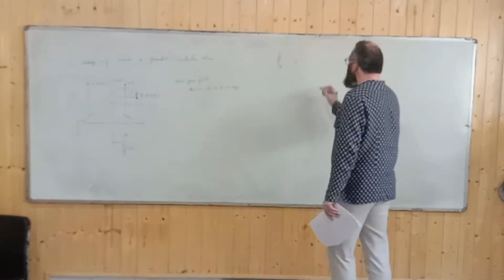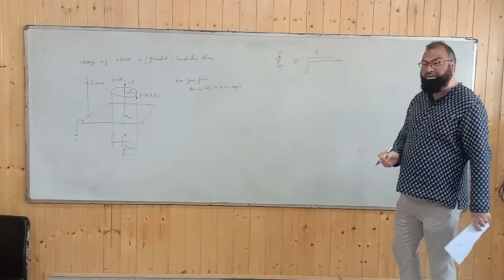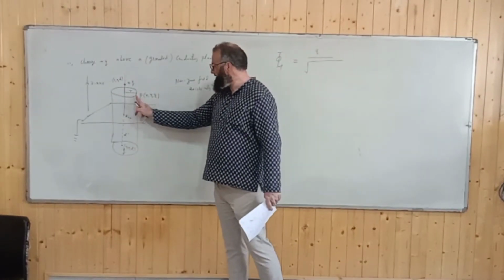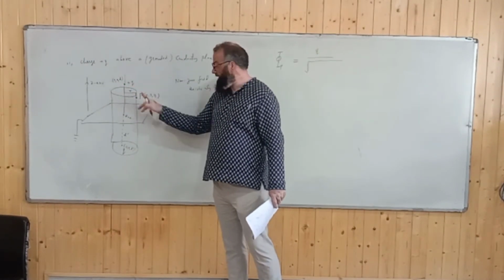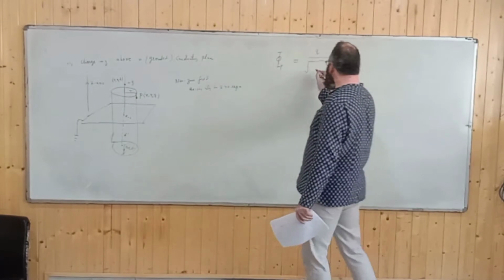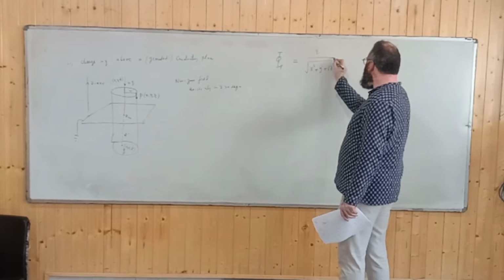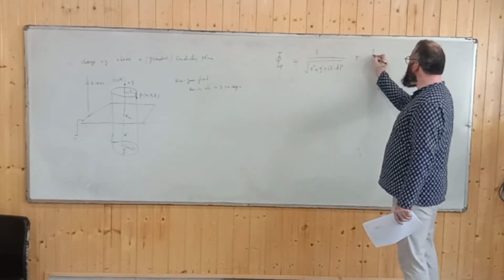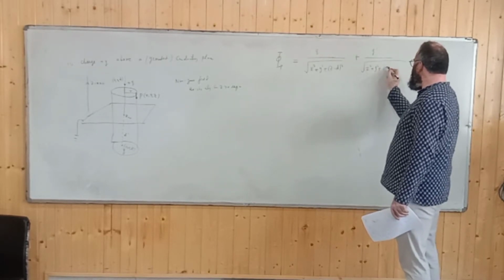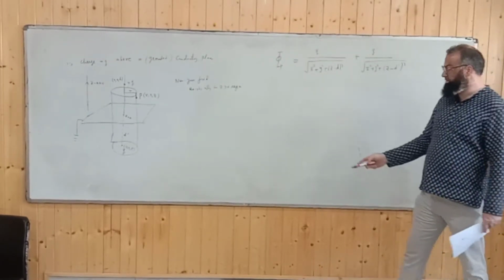So let's write that. It is q divided by, now tell me, what is the distance? The distance is the root of x minus 0 whole square plus y minus 0 whole square plus z minus d whole square. So it will simply be root of x square plus y square plus z minus d whole square. Then I have a charge q prime divided by the distance, which is root of x square plus y square plus z minus d prime whole square.